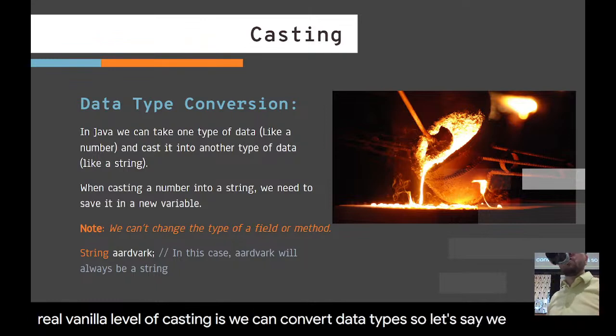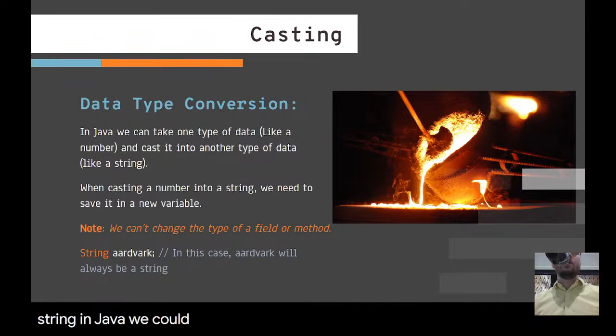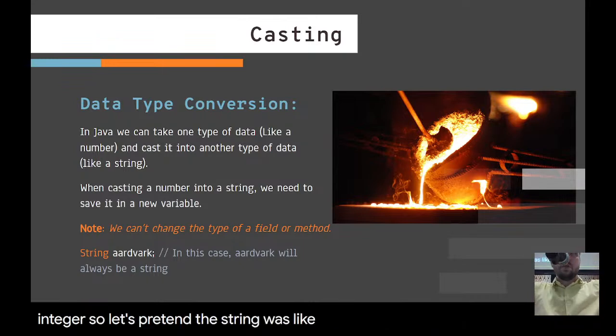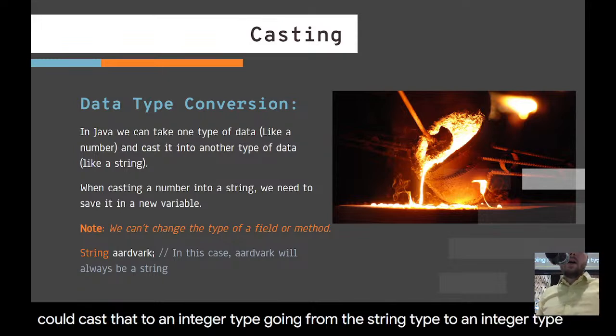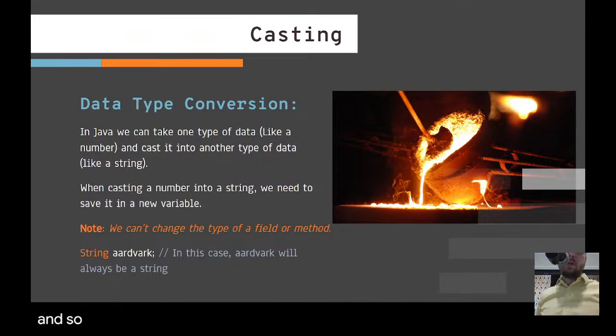So let's say we have a string in Java. We could create a new variable and turn that string into an integer. So let's say, pretend the string was like 100. It was the number 100. In Java, we could cast that to an integer type, going from the string type to an integer type. And so now we have a new variable.